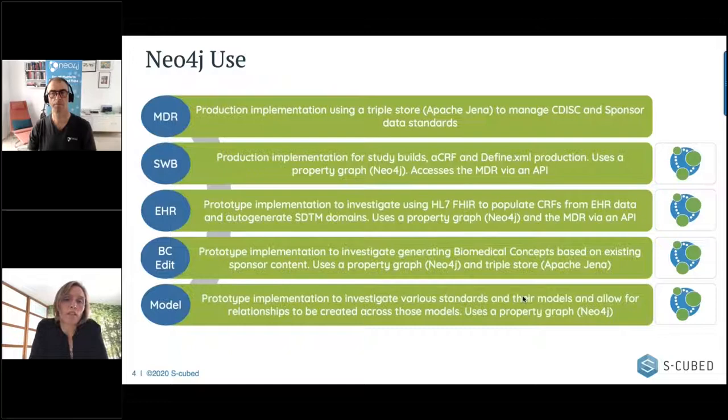The first one is not based on Neo4j, but the other one is. So the study workbench is, as I said, setting up a study. We make what we call an annotated case report form, CRF, and they also make what they call a define XML document, which is a data definition document. A certain standard needs to be applied. And when you set up that study, that's actually a lot of it.